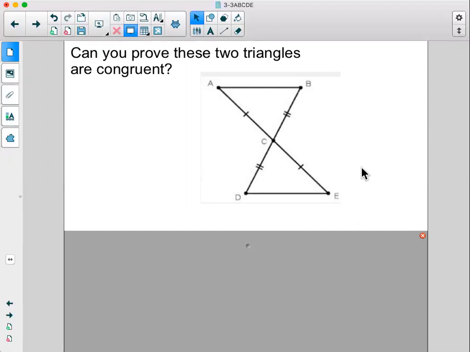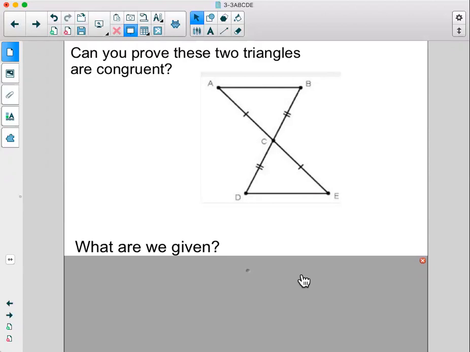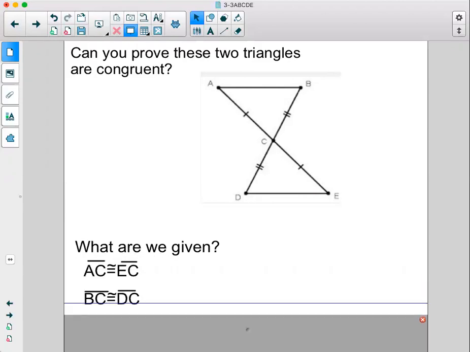Remember, you can get given information in a statement, and also you can get given information on your diagram. In this particular example, there is no statement. All of our given information is on our diagram. Notice we're given that AC is congruent to CE with these scratch marks, and BC is congruent to DC with these scratch marks. So the next thing we can say is, what are we given? And we can jot that down. That is what we're given based on those scratch marks.